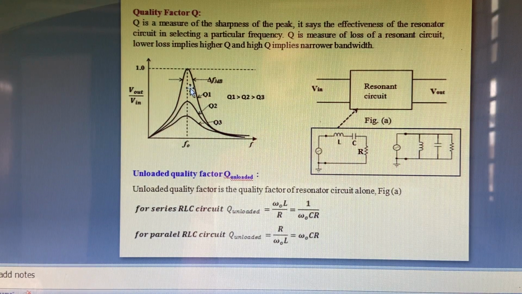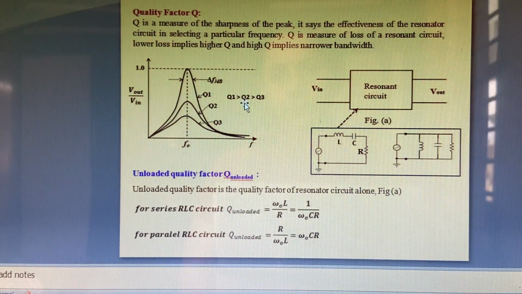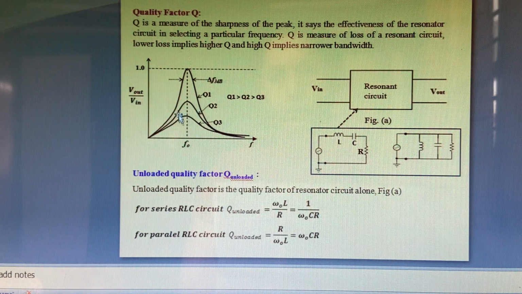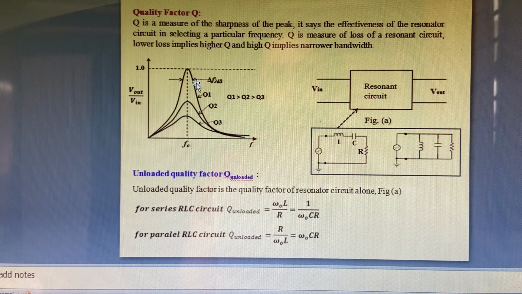Here this response corresponds to Q1, this response corresponds to quality factor Q2, and this is for Q3. Assuming Q1 is greater, Q2 and Q3 responses are like this. Q1 is greater than Q2, and Q2 is greater than Q3. As we can observe from here, the bandwidth reduces for the higher Q. Bandwidth is lowest here for Q1, which is the highest value in this chosen example. Q1 is greater than the other two, Q2 and Q3.